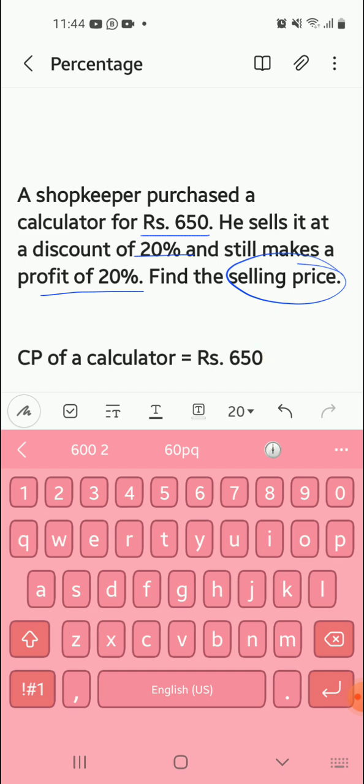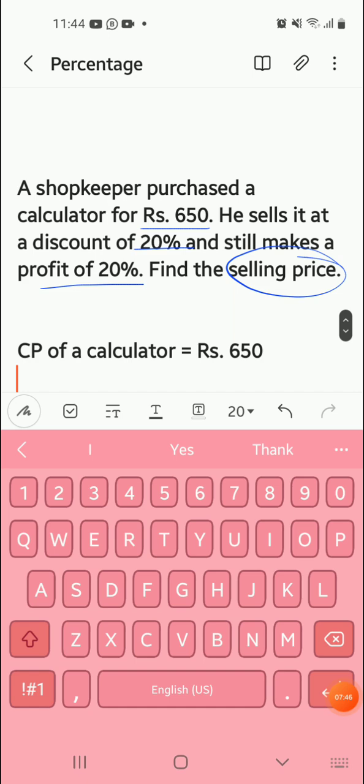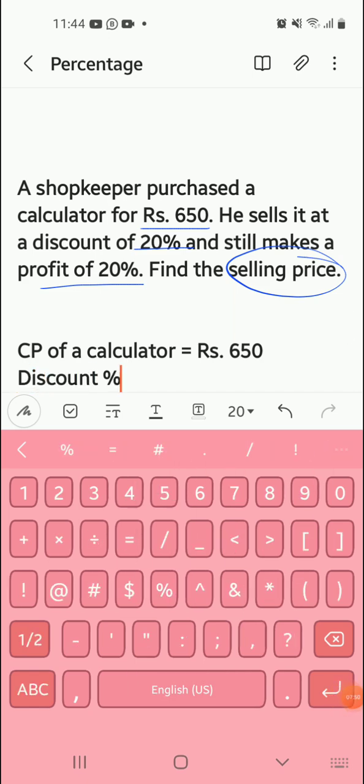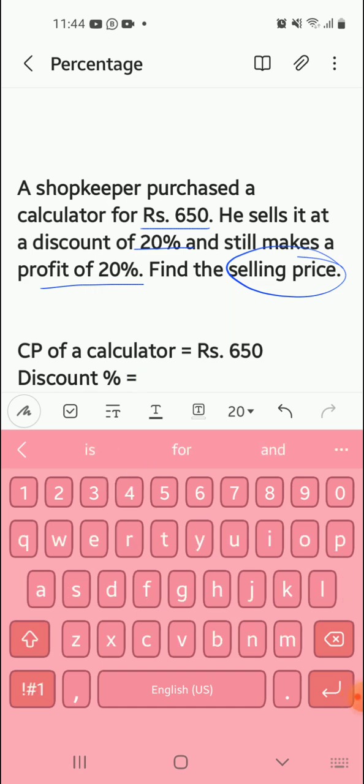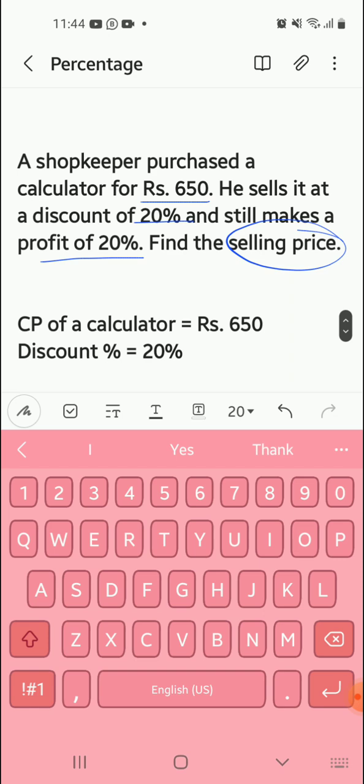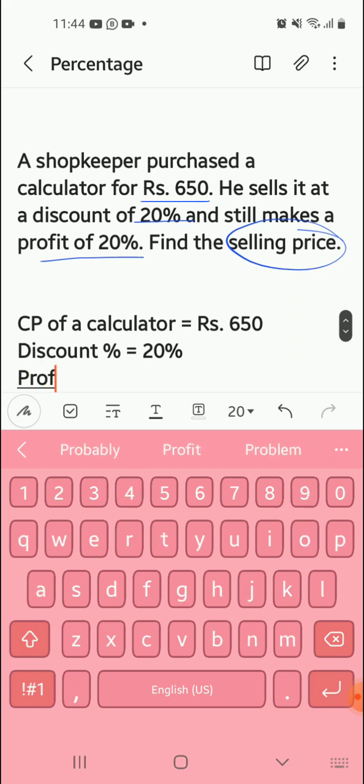Now, it stated that the discount percentage was 20%. So we're going to write down the discount percentage. So the discount percent is equal to 20%, and the profit percentage is 20%.